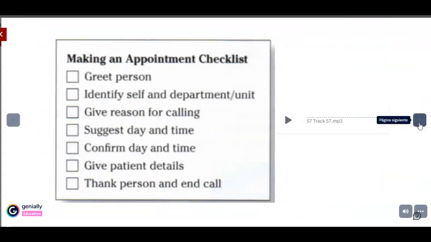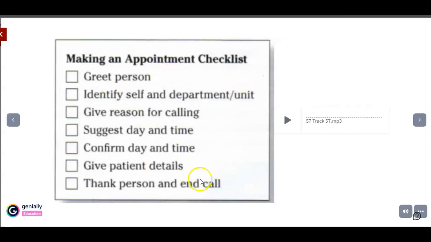So I want you to observe this chart. In this chart, we can see what is the checklist for making appointments. What are those elements, the key elements that you need to consider when making an appointment? For example, first of all, you need to greet the person. You need to identify yourself and the department or unit, or even the name of the hospital.